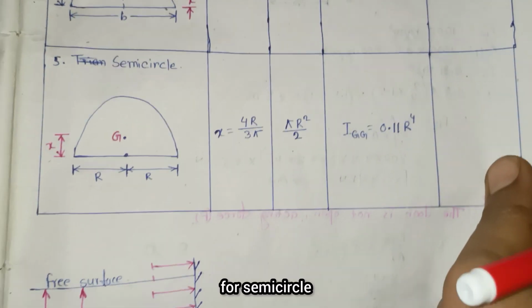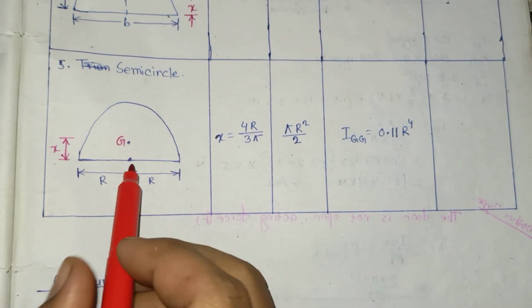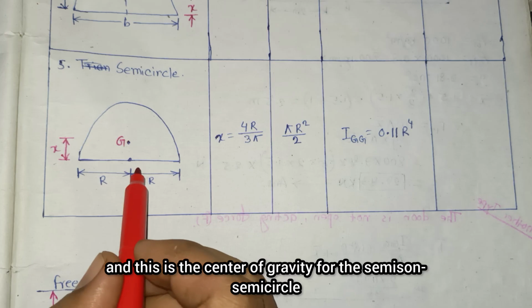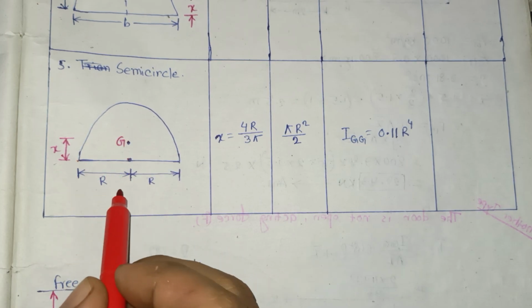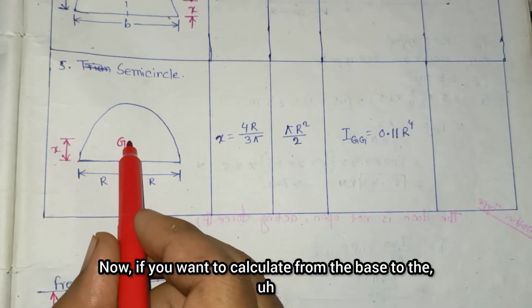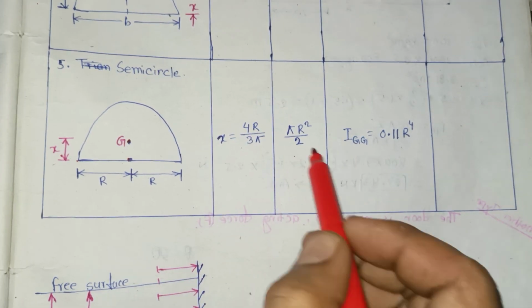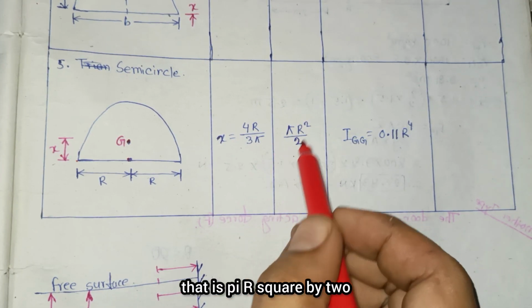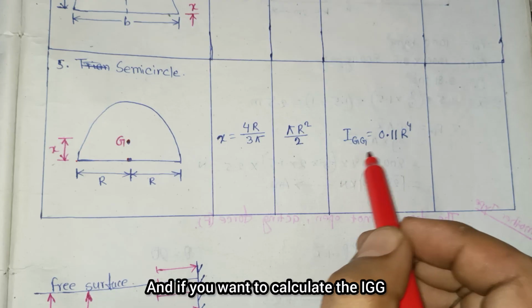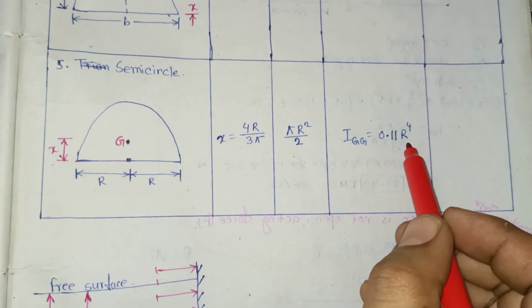Okay, and for a semicircle, consider this is the semicircle and this is the center of gravity, and this is the radius r. Now if you want to calculate the distance from the base to G, x is equal to 4r by 3 pi. Remember this data, very important. The area, standard formula, is pi r square by 2, and Igg is equal to 0.1 into r to the power 4.